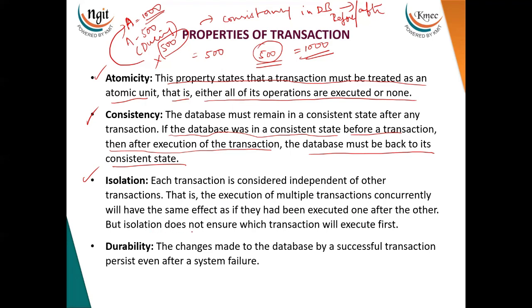But isolation does not ensure which transaction will execute first. Now let us assume there are transactions, say T1 and T2. Isolation means one after the other, the transactions have to be performed. That means these two transactions are independent of each other.